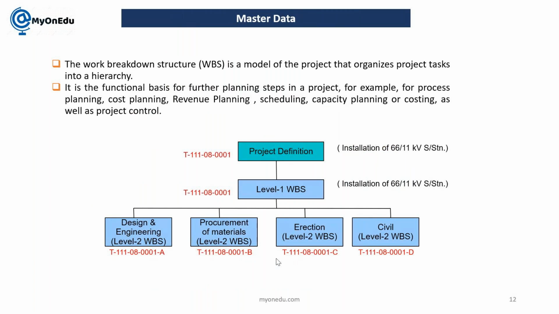Here in the project, we have master data. The first is project definition, that is WBS element, then network and activities. The work breakdown structure is a model of the project that organizes project tasks into a hierarchy. Here we are going to segregate the tasks into a hierarchy. It is the functional basis for further planning steps in the project. So all the planning will be based on the WBS element. For process planning, cost planning, revenue planning, scheduling, capacity and resource planning, the WBS element is going to be the basis.